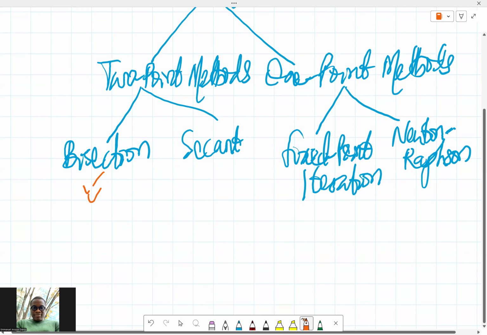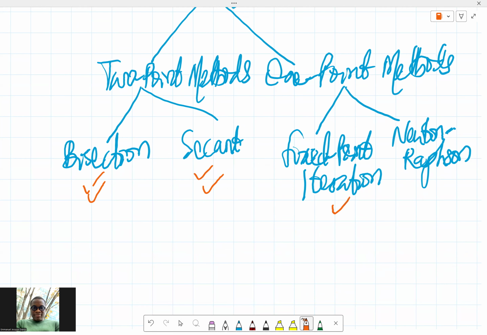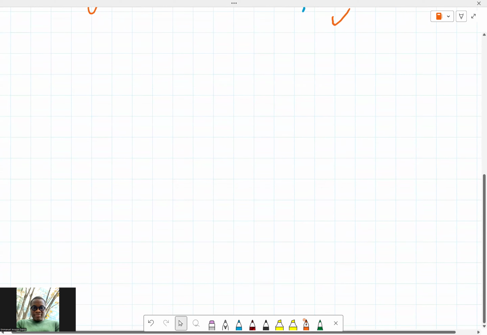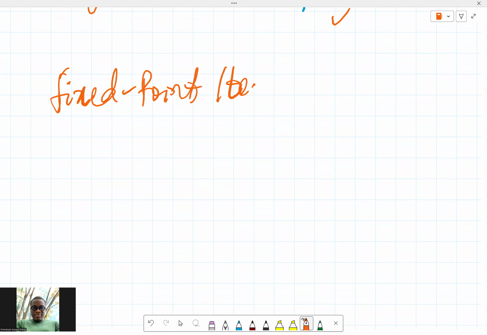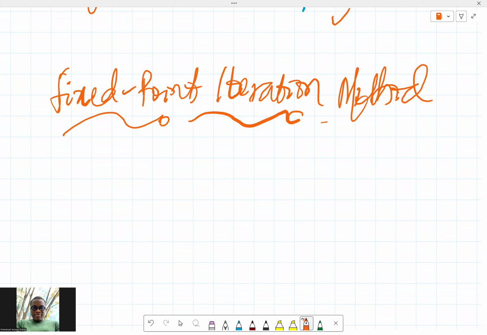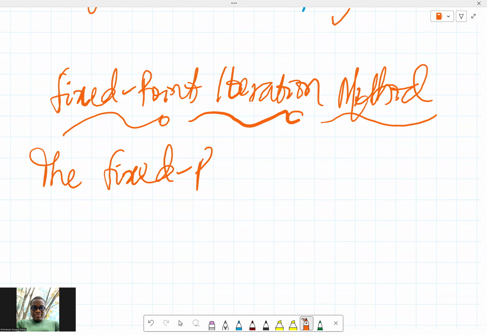So far we've done bisection, we've done secant. Now we are going to look at fixed point iteration. That's the essence of this video now. Fixed point iteration method.